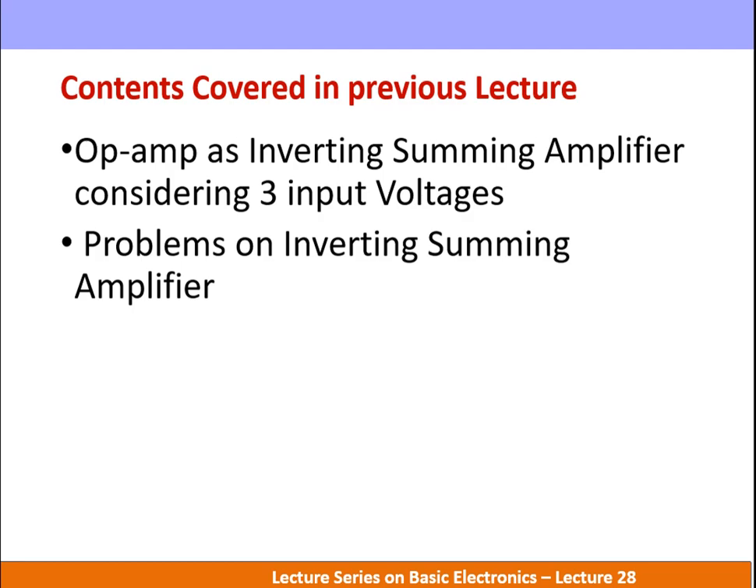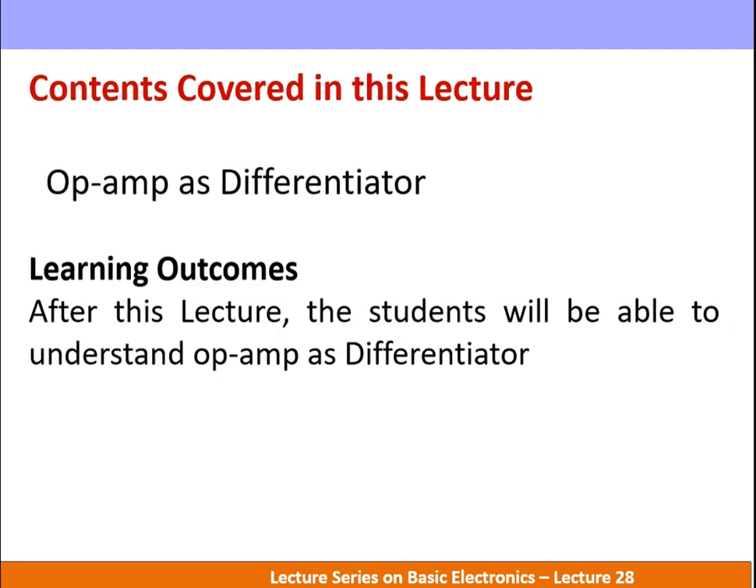In the previous lecture we discussed applying 3 input voltages to the inverting terminal of the op-amp, and we discussed the op-amp as an inverting summing amplifier. In the case of an inverting summing amplifier, it performs addition of all the applied input voltages, producing at the output terminal of the op-amp the sum of all the applied input voltages. We have discussed problems on the inverting summing amplifier.